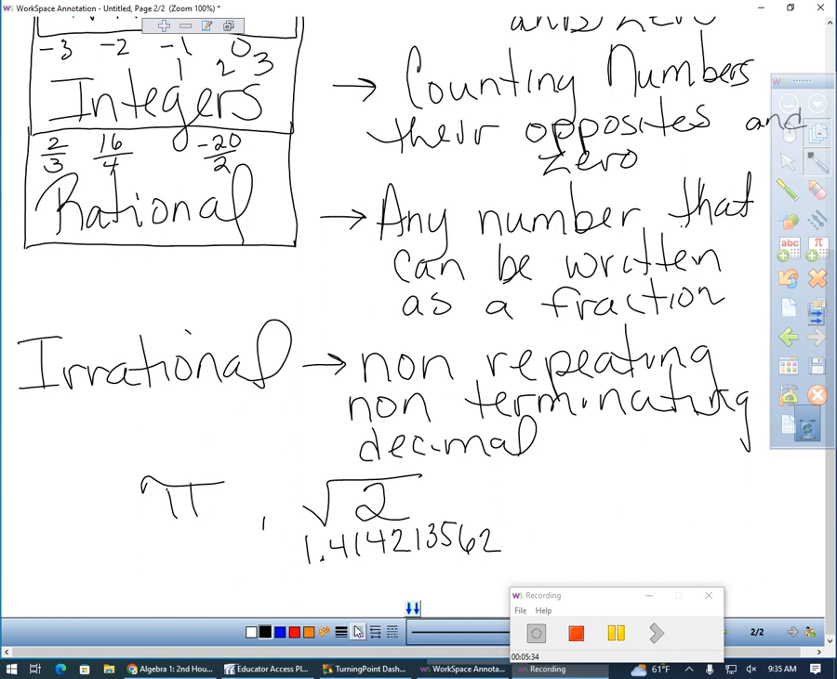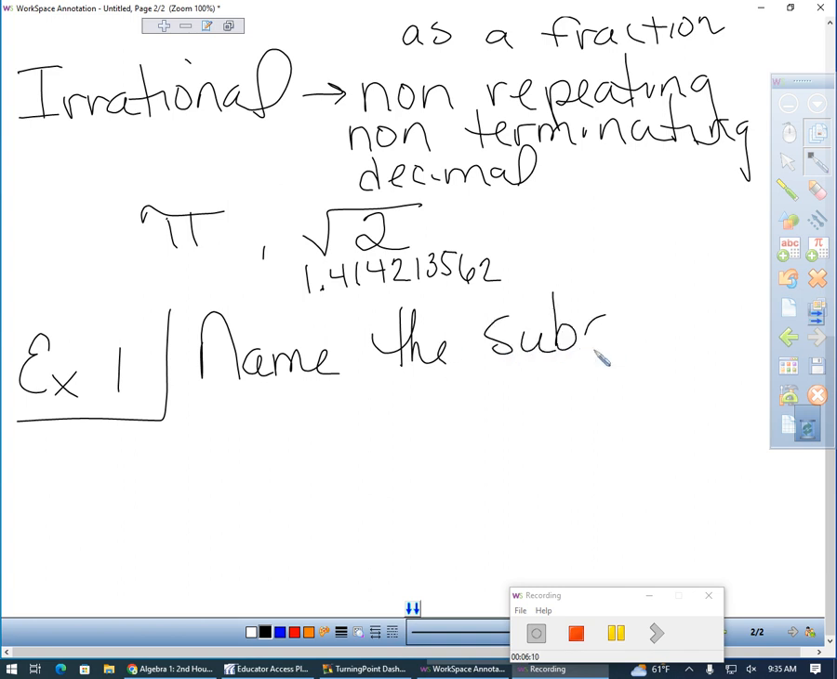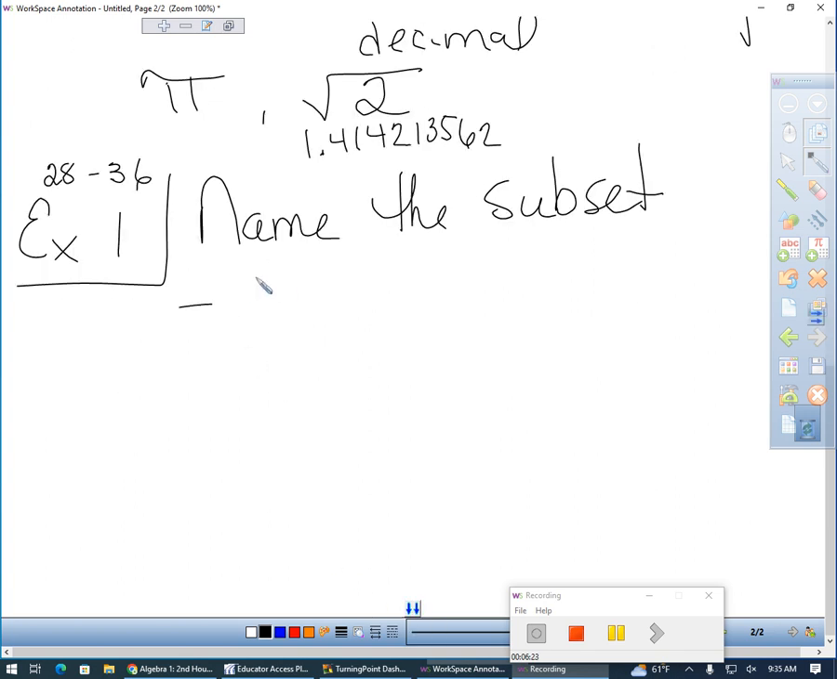So your first problems today, it is going to ask you to name the subset. So here we go with example number 1. Name the subset. This is problems 28 through 36. So let's say I give you the number -7. Where does that fall, Justin? It is rational. What else is it?